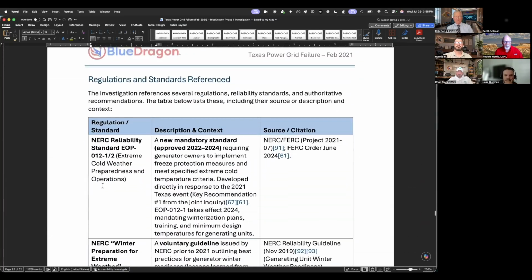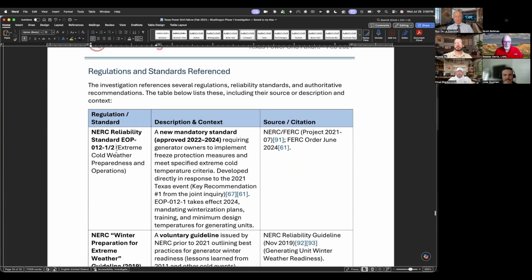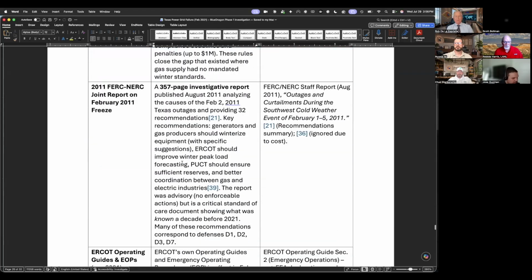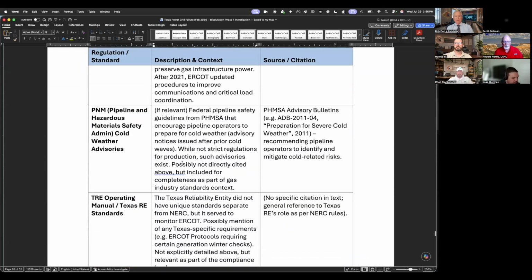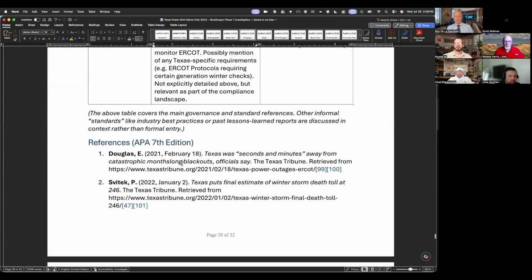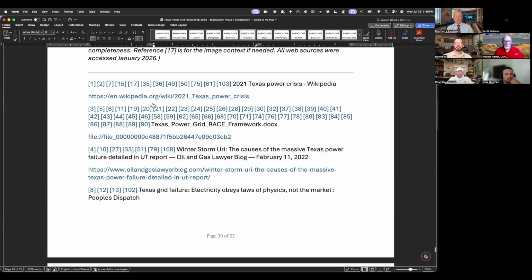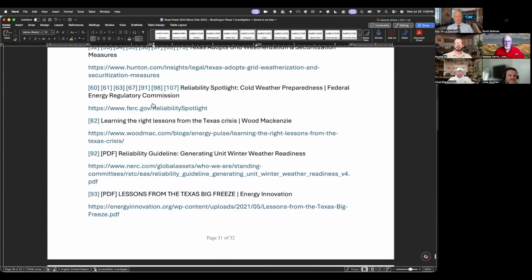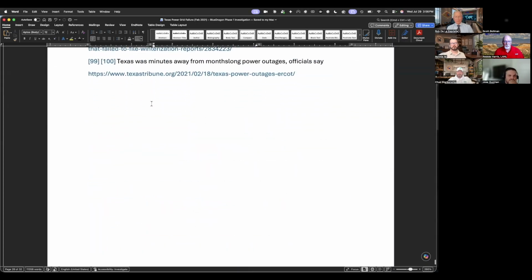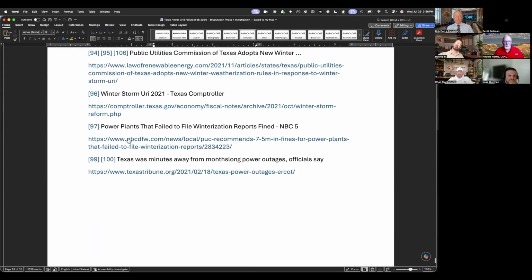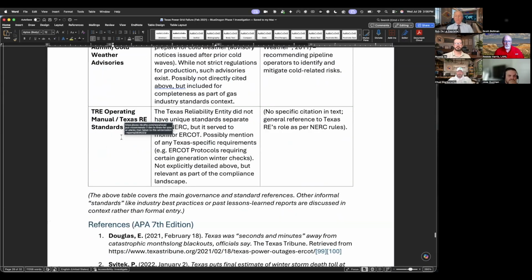Here's a glossary. Here are the regulations, the sources, the citations. So yes, we teach everything has to have a citation. Here's the references in APA 7th edition. So here's the list of references and citations for this bad boy. And there were 100. Nice round number. Okay.